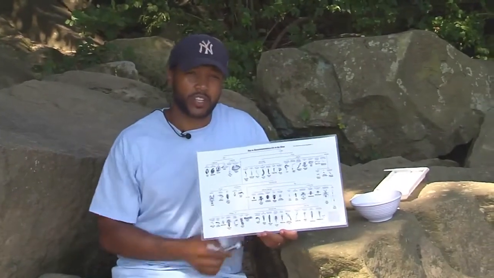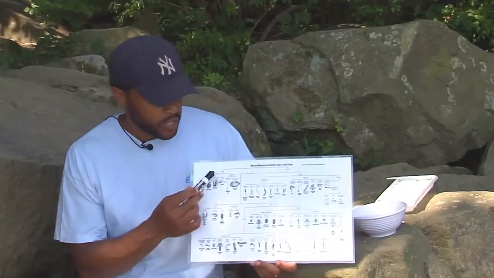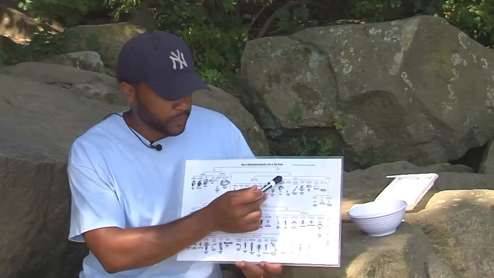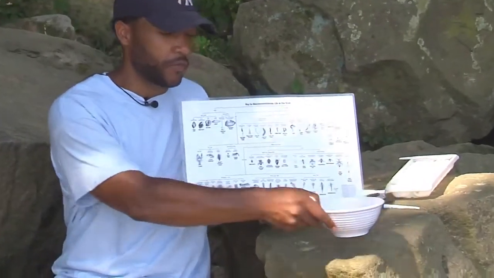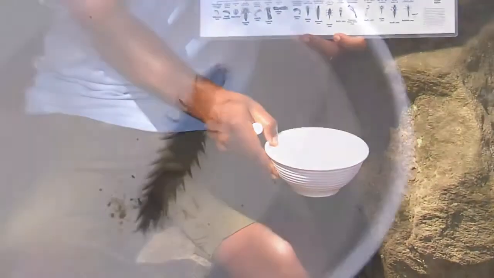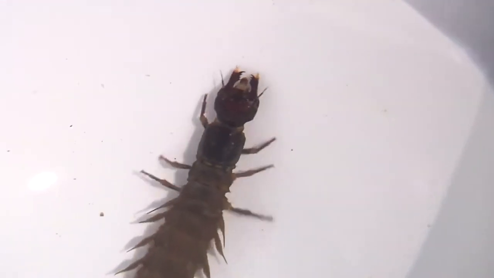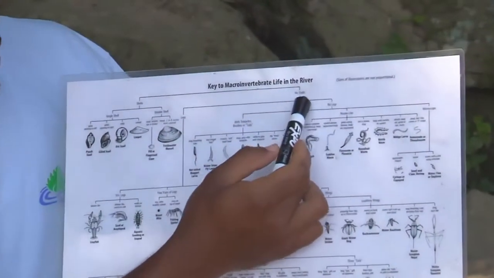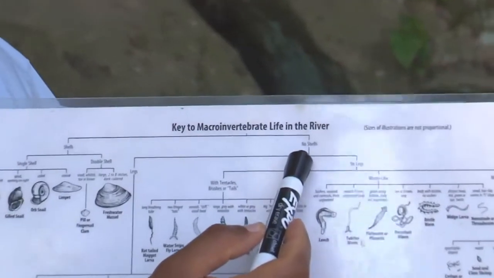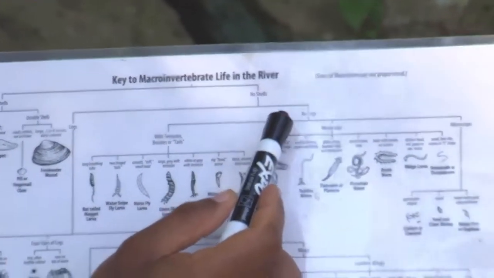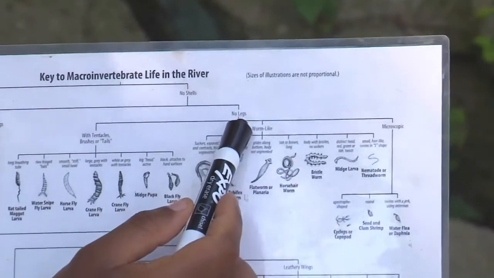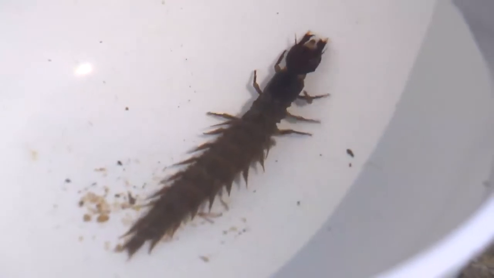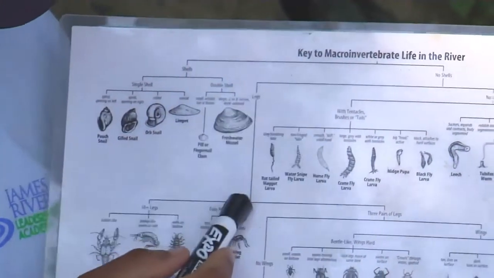Our dichotomous key starts off asking a series of questions. The first question asks, does our organism have a shell or no shell? So we're going to look at this organism first, right here. This organism does not have a shell. So that leads us down this track. So following the lines, we're going to then ask ourselves the next question. Does our organism have no legs or legs? The organism that we're looking at has a lot of legs. So we're going down this one.